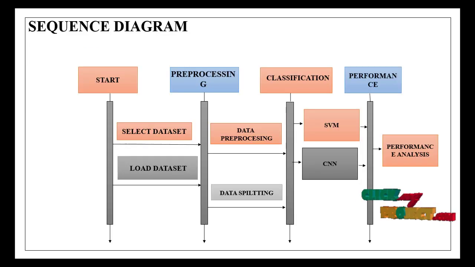And then the sequence diagram. We split the sequence into four: first is the start, second is pre-processing, third is classification, and final is performance. When we start, we select the data and load it. In the pre-processing stage we pre-process all the images with resizing, noise removal, and filtering. Then in classification we apply the algorithms, and in performance analysis we calculate the parameters.